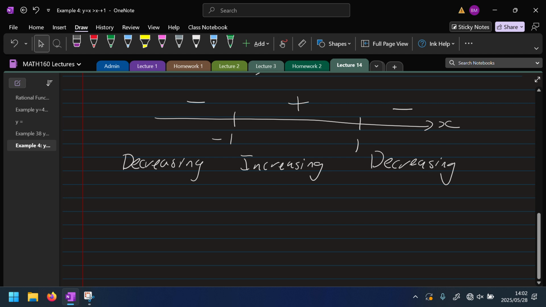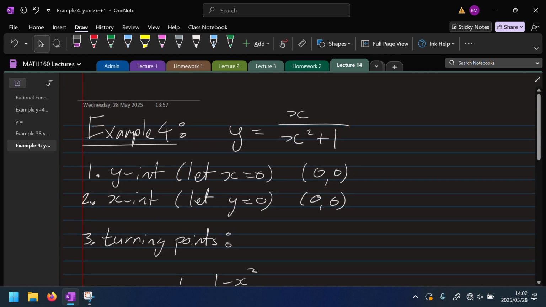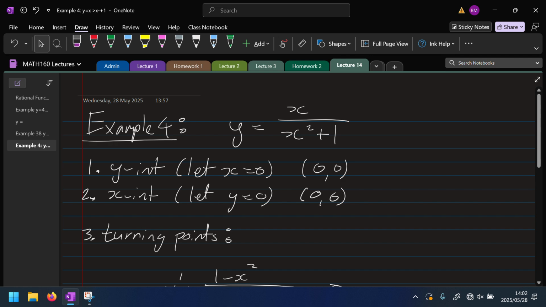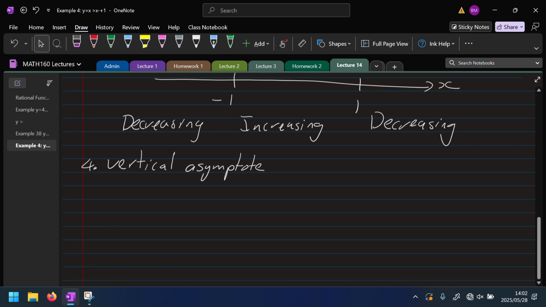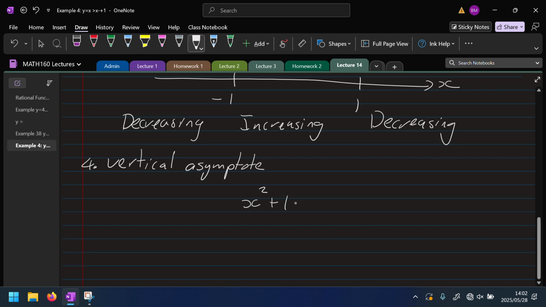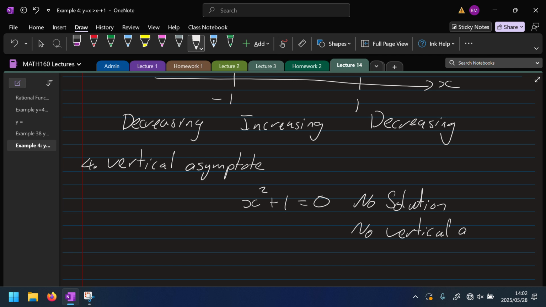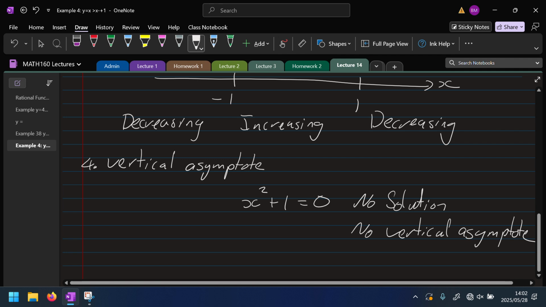Now the vertical asymptotes and the horizontal asymptotes. So number 4, vertical asymptotes. We want the bottom part to be 0. So x squared plus 1 is equal to 0. There are no solutions for that, so there are no vertical asymptotes. We don't have to worry about any of those.